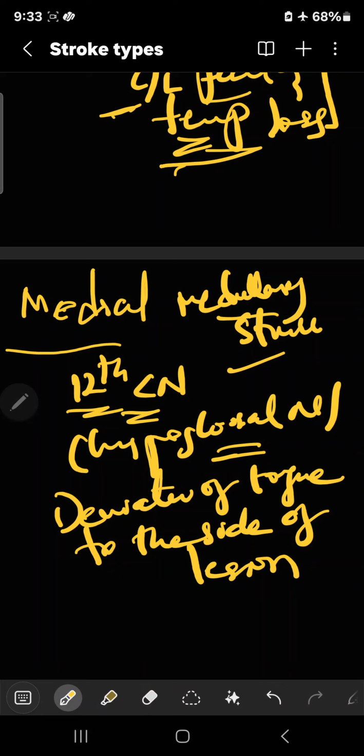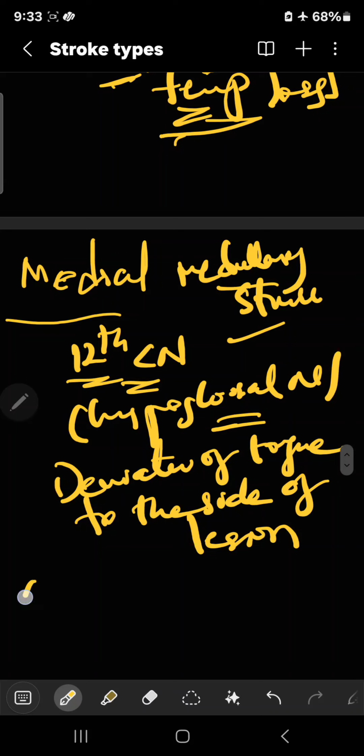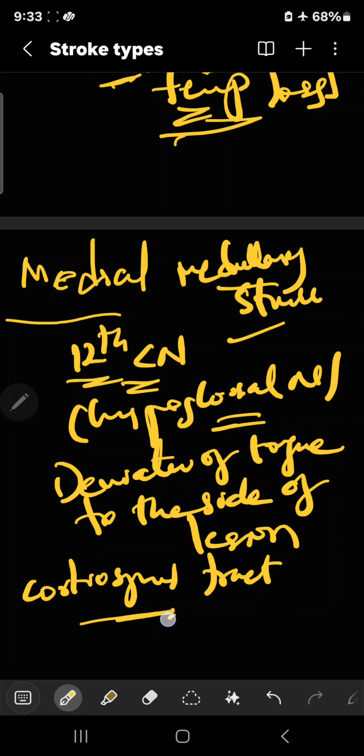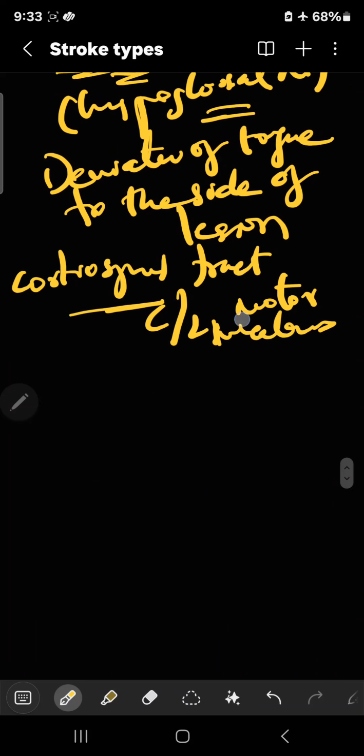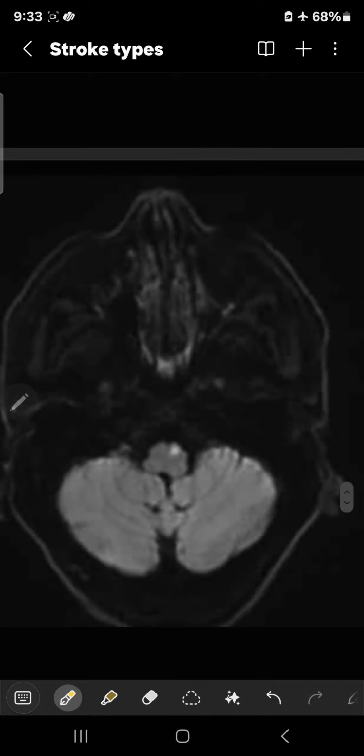And one more thing, the corticospinal tract will be lost, so there will be contralateral motor weakness like hemiparesis. So this is the medulla and this is the medial part that has gone.